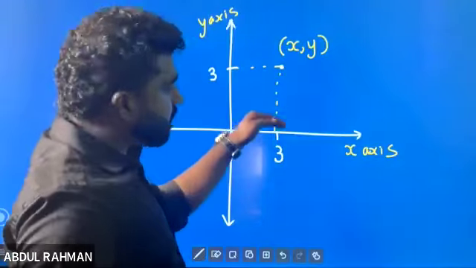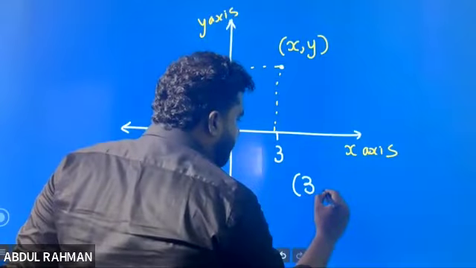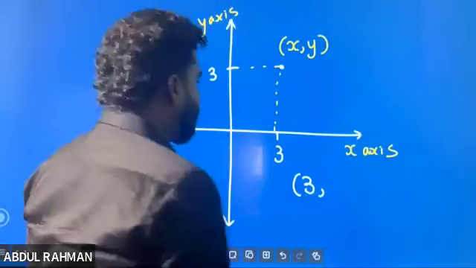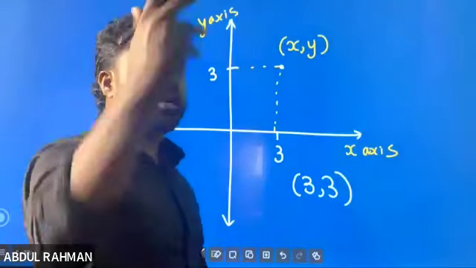Now, what is the value on the x axis? It is 3. I'm writing the value of x as 3. What is the value of y? That is also 3. I'm writing that also as 3. Sir, both of them are 3. No, take a different coordinate, sir.